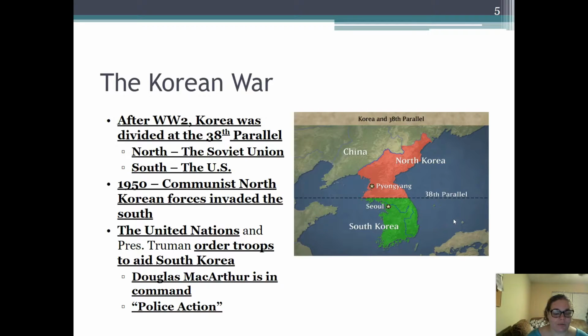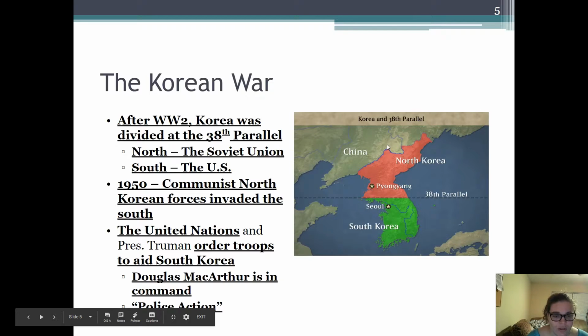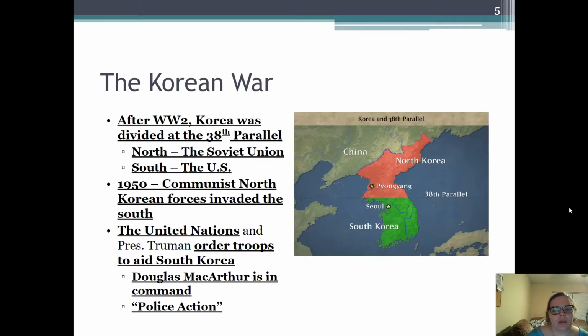United Nations and Truman, because South Korea was attacked without warning and for no reason, they ordered troops into South Korea to help push the North Koreans back up to the 38th parallel. Douglas MacArthur is put in control of all of the forces, mostly because most of the UN forces that were sent to South Korea were Americans.